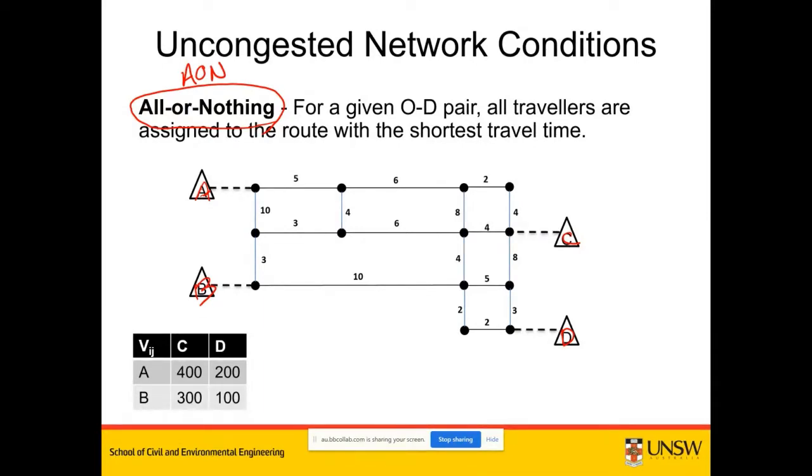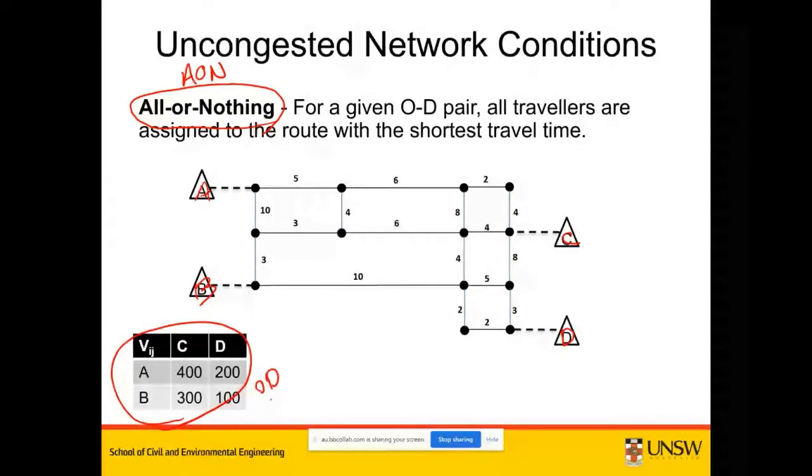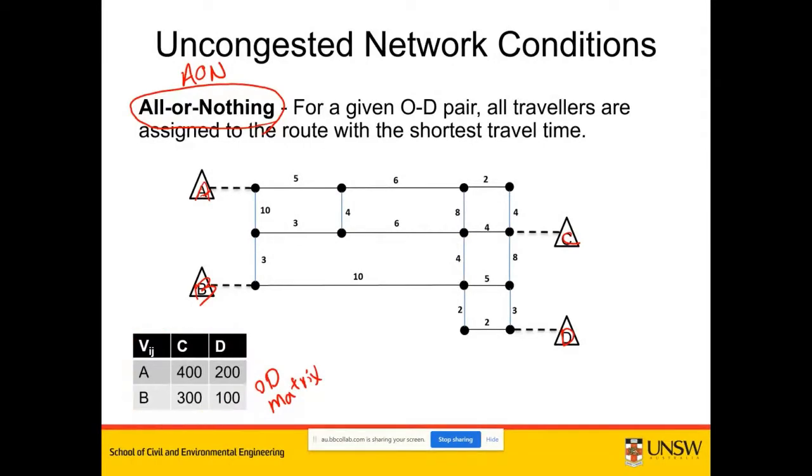So in this case, let's first figure out the shortest path. Before I do that, this is our OD matrix here, which tells me there are 400 trips going from A to C. Let me also erase these things here so you can see A and C better. So 400 going from A to C, 200 going from A to D, 300 trips going from B to C, and 100 from B to D.